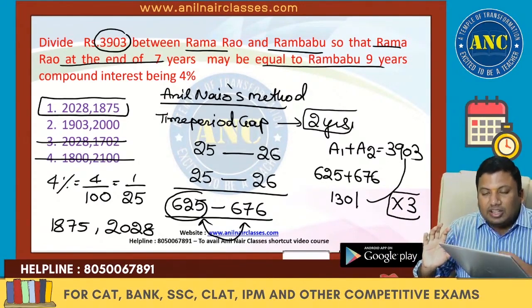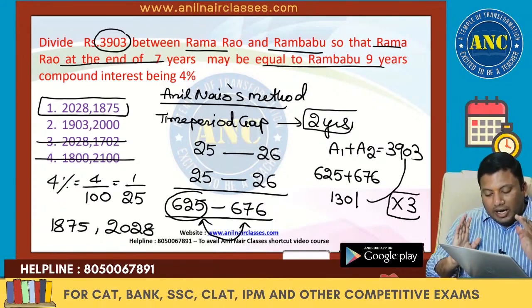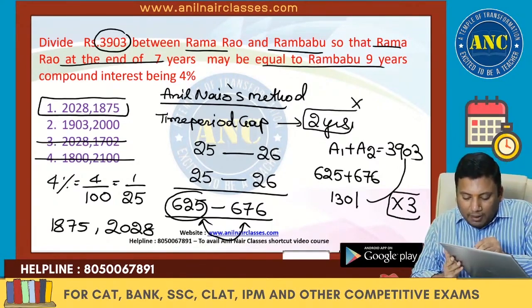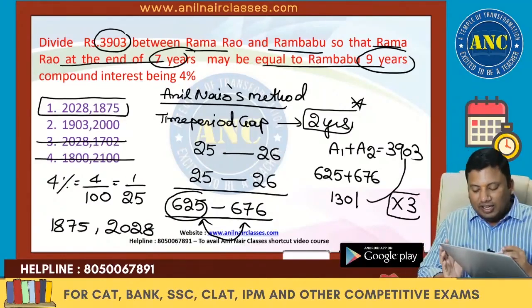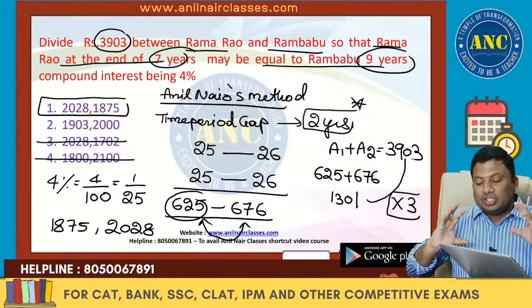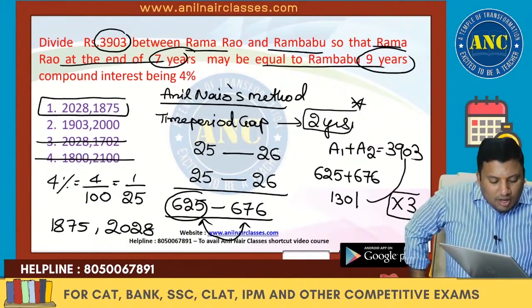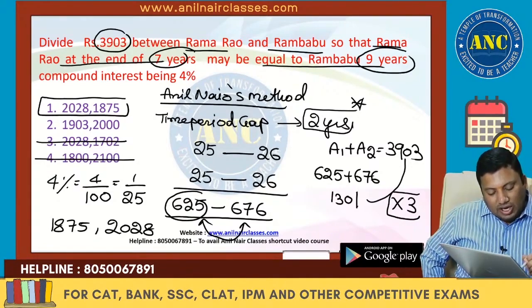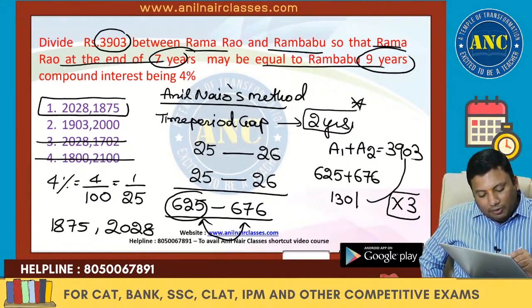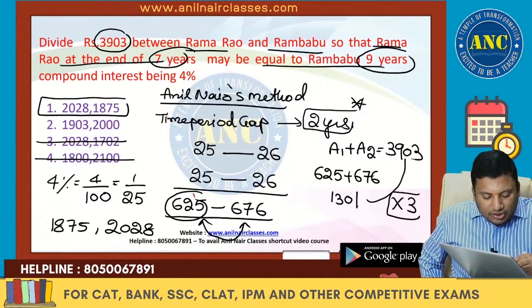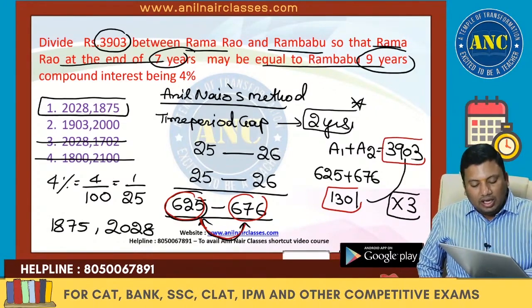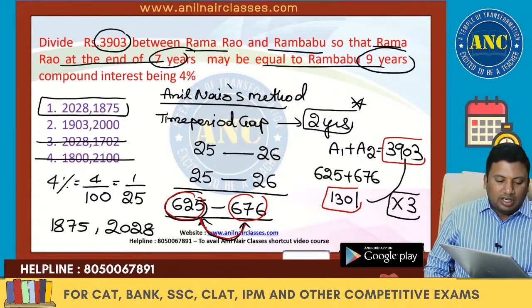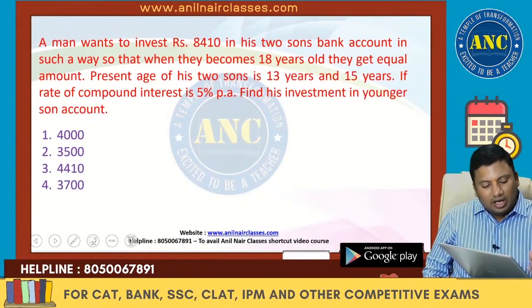So we have seen how the principal and amount are changing if the time gap is 2 years. From where did I get 2 years? One is 9 years and another is 7 years. So I have seen how the amount changes for 2 years. The rate of interest is 4 percent, 1 by 25. 25 became 26, 25 became 26. 625 became 676. The sum is nothing but 1301. According to the question, it is 3903, which is 1301 into 3. So 625 into 3, 676 into 3. Next one. Another same thing.